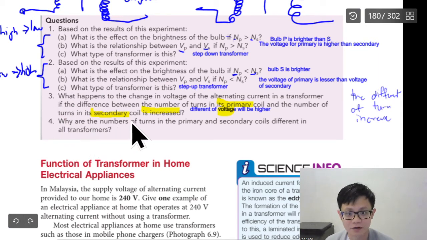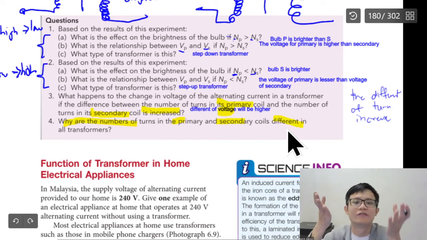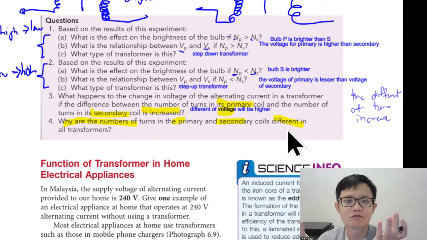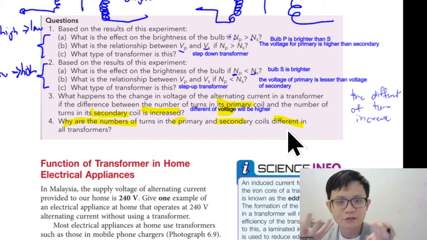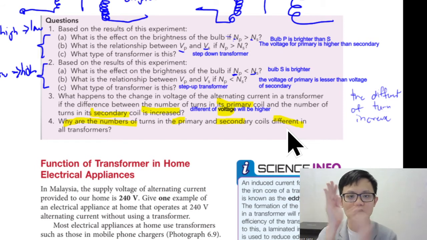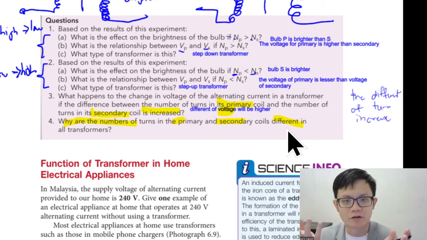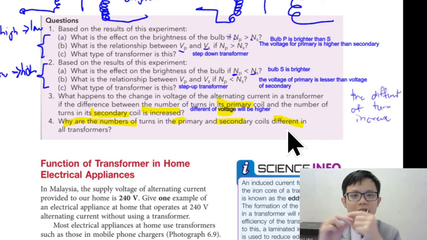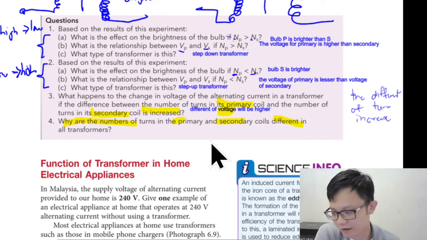Why are the numbers of turns in the primary and secondary coil different in all transformers? Why are the numbers of turns in primary and secondary different? Of course you want them different. If there is no difference, then what do you do? Means you do nothing. Let's say here 10, here 10, all the same, then 10 watt you get back 10 watt, so why do you want to make a transformer? Better you just take a wire and connect, easier. So it makes no sense.